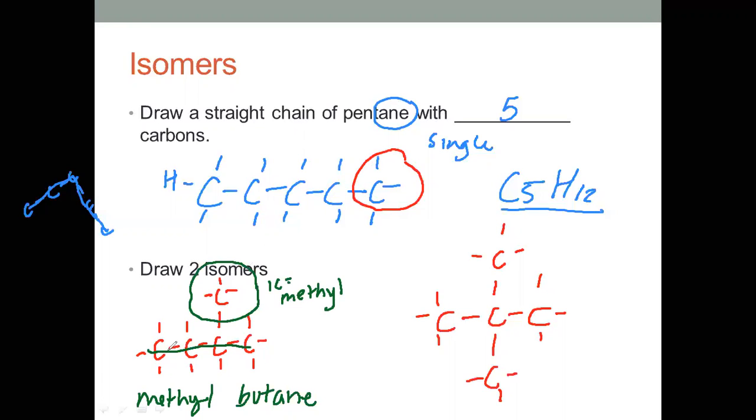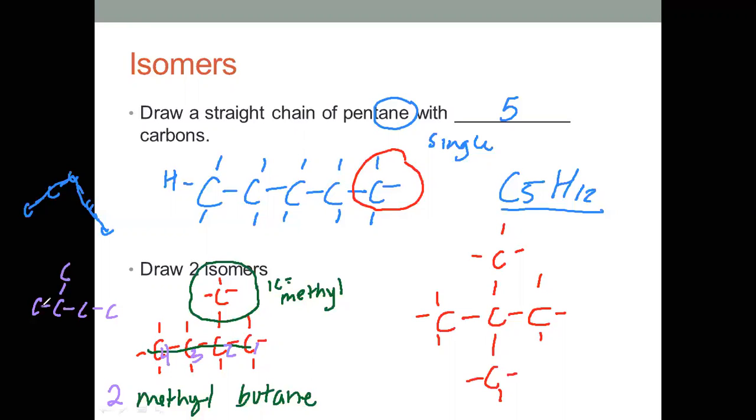Okay, so basically what you want to do now is look at your parent chain, and you're going to start counting your carbons on the side closest to the branch. So this side is closest to this branch. Do we agree? Okay, so I'm going to label it 1, 2, 3, 4. And then the number describes where the branch is coming from. So this is 2-methylbutane.